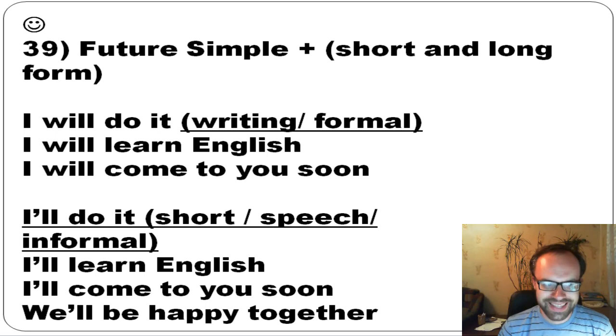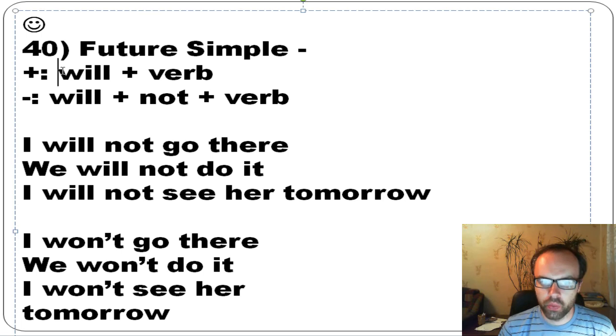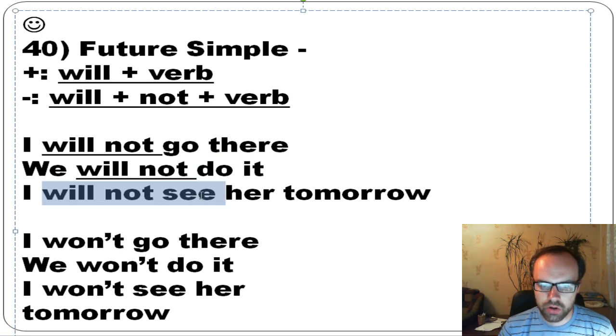Well, how to form a negative form in future simple? It's easy. Use will plus verb in a statement, right? And will not plus verb in a negative sentence. I will not go there. Yes, we add not after will. Look, we will not do it. I will not see her tomorrow.